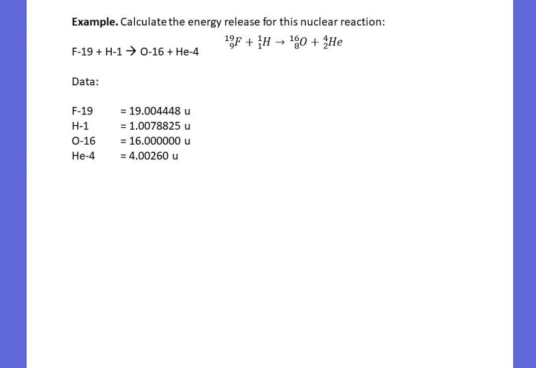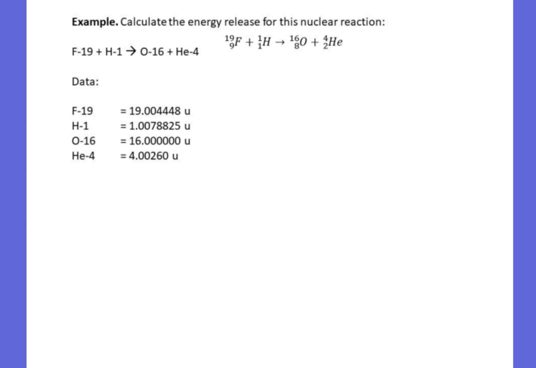So this is an example. Calculate the energy released for this nuclear reaction. So you've got fluorine-19 reacting with hydrogen-1, and they're turning into oxygen-16 and helium-4. So I've got it in very simple terms, but also the nuclear notation on the right-hand side. And the question has given us some data. We've got the masses of fluorine-19, hydrogen-1, oxygen-16, and helium-4.